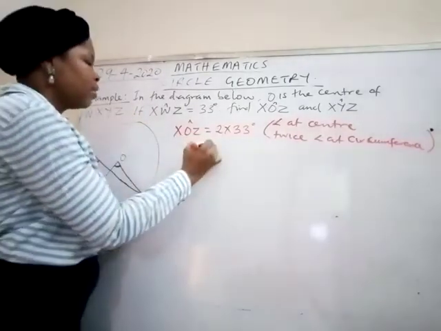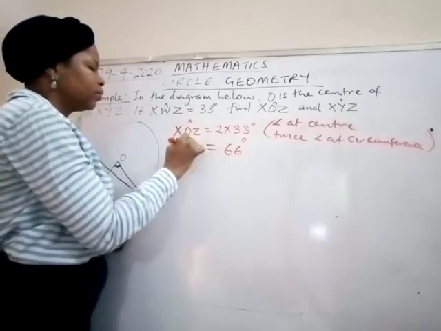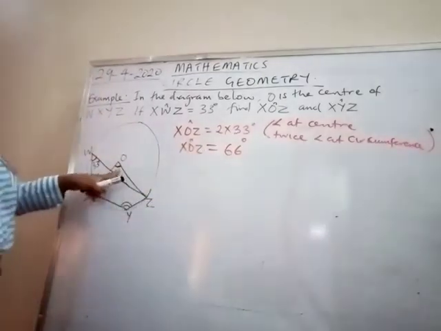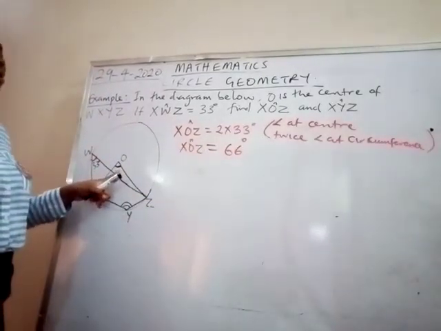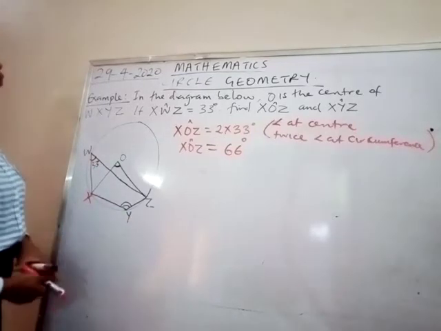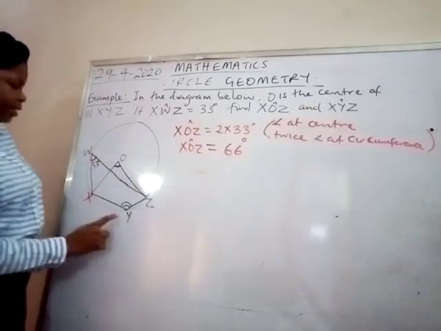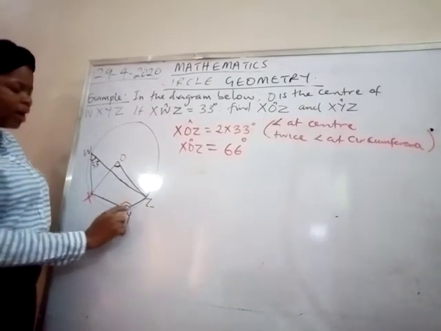So we have, this is what, 66 degrees. So my XOZ, that is the angle at O, is 66 degrees for this arc XZ. Now, if you look at the second one, we have to find what? XYZ, the angle at Y here.